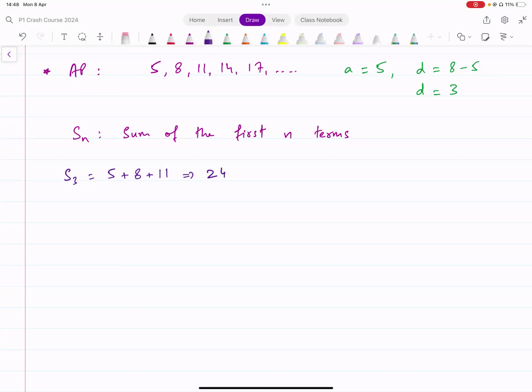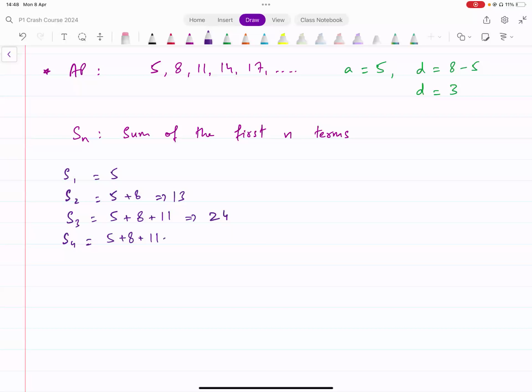So that's what this notation stands for. If you had to calculate S3, that will be 5 plus 8 plus 11. Similarly, if you had to calculate, for instance, S1, what would that be? That's just the first term, right? That's 5. If you had to calculate S2, what would that be? 5 plus 8, and that gives us 13. If you had to calculate S4, we just add the first 4 terms, 5 plus 8 plus 11 plus 14. That gives us 38, and so on. That's what this notation means. Sn stands for the sum of the first n terms of a sequence.